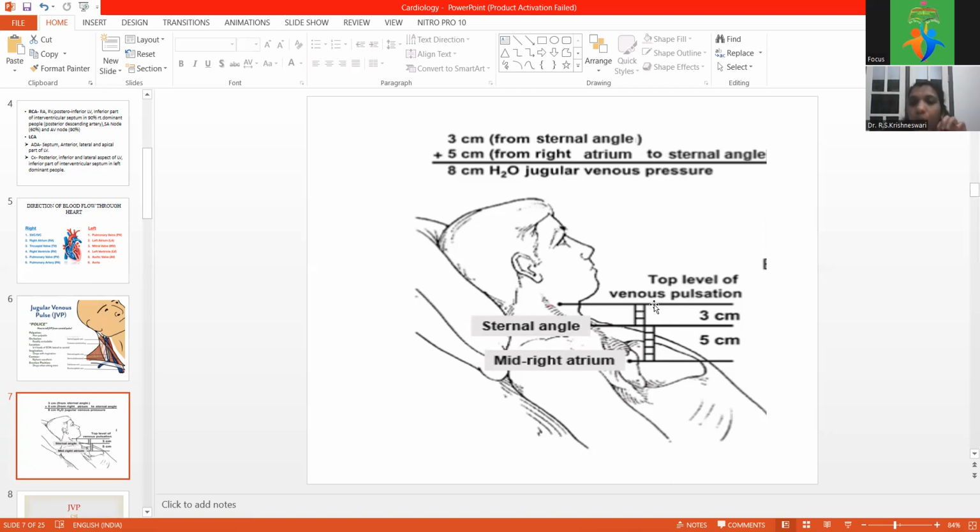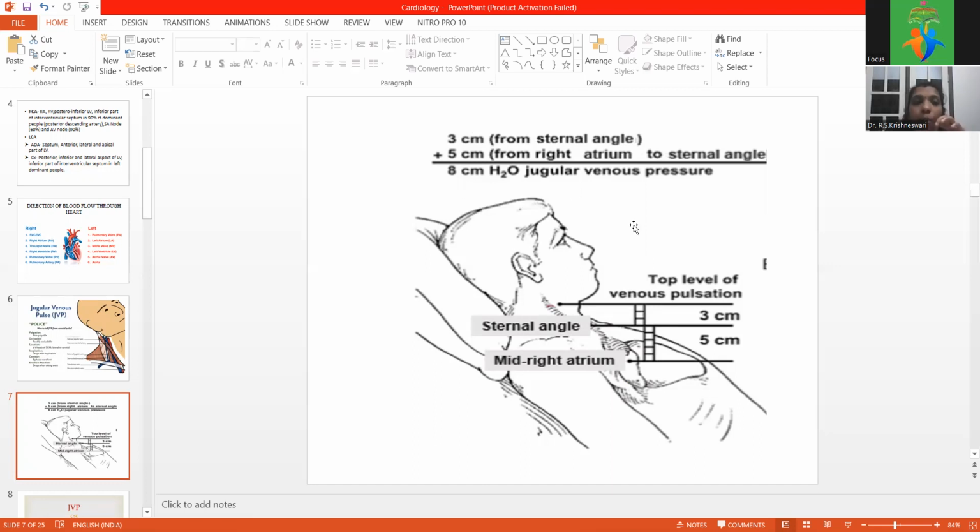Okay, 3 to 4 centimeter. And if the question is asked about the height of the jugular venous pulse, the pressure of the jugular venous pulse from the mid right atrium to the top level of venous pulsation is 8 to 9 centimeter. I think you got the point. From the sternal angle to the height, it is 3 to 4 centimeter. From the mid right atrium to the top level of venous pulsation, it is 8 to 9 centimeter of water. It is water. Okay, 8 to 9 centimeter of water.